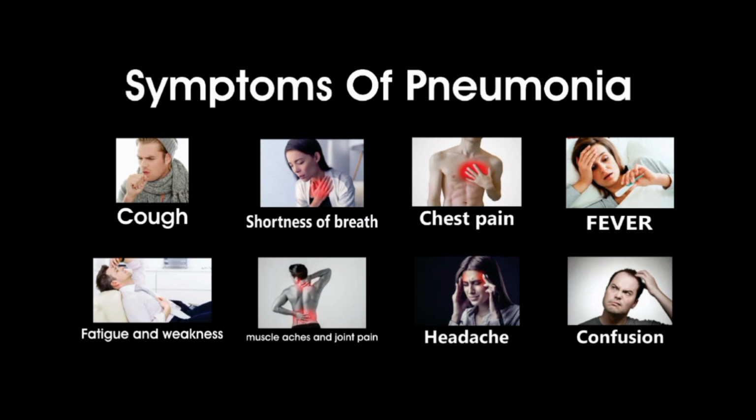The symptoms of pneumonia can vary depending on the type of pneumonia, the severity of the infection, and the individual's age and overall health. However, some common symptoms of pneumonia include cough, which may produce phlegm or mucus, shortness of breath or difficulty breathing, chest pain, which may worsen with coughing or deep breathing, fever, sweating, and chills, fatigue and weakness, muscle aches and joint pain, headache, confusion or delirium, especially in older adults.